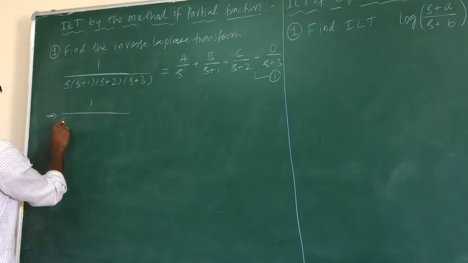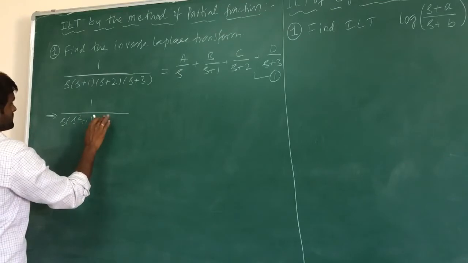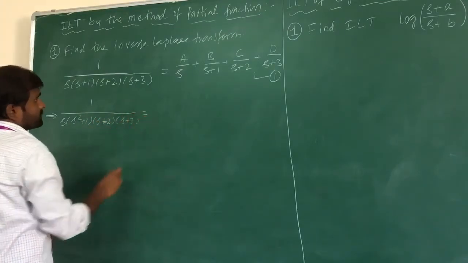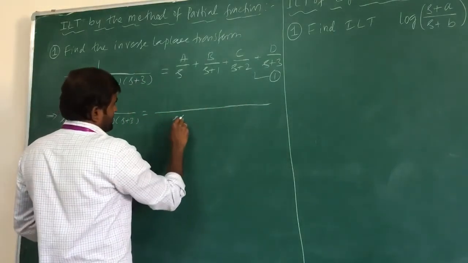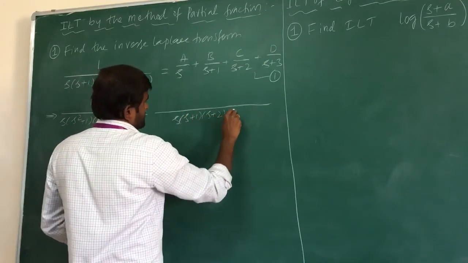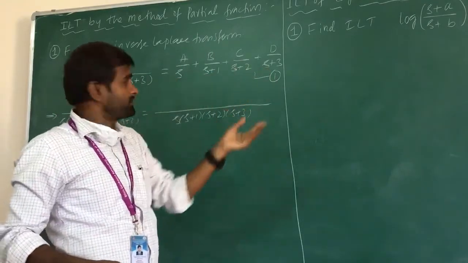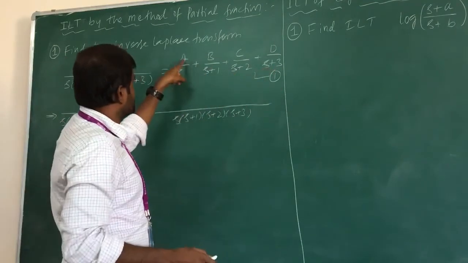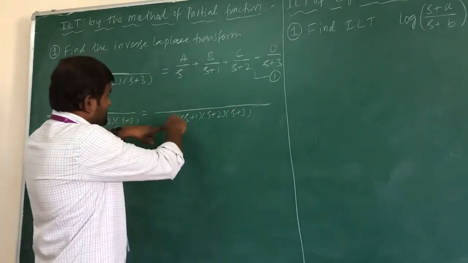1 by s into s plus 1, s plus 2, then s plus 3, equal to, here we have 4 terms, so you can take the LCM: s into s plus 1, s plus 2, s plus 3. If I take the LCM, this will arise. Then after taking the LCM, here a into this divided by this, s cancels.